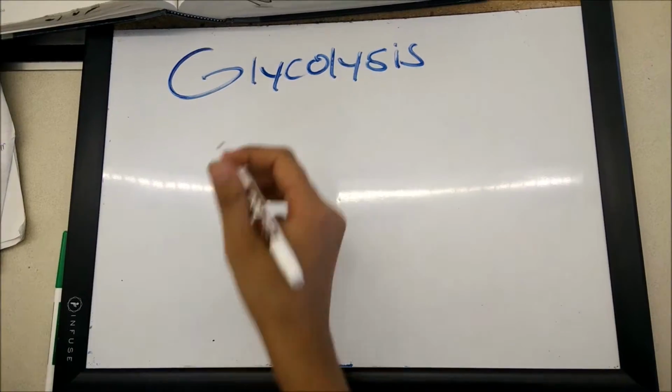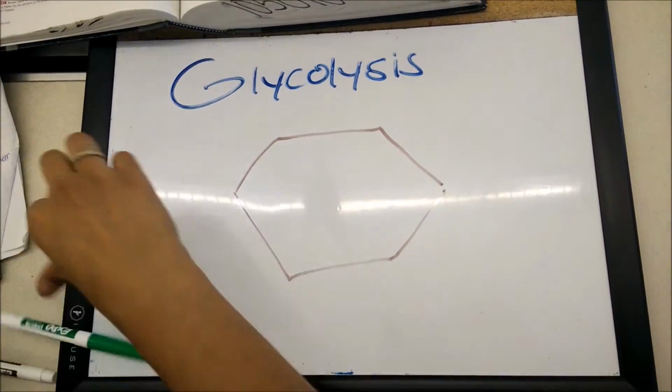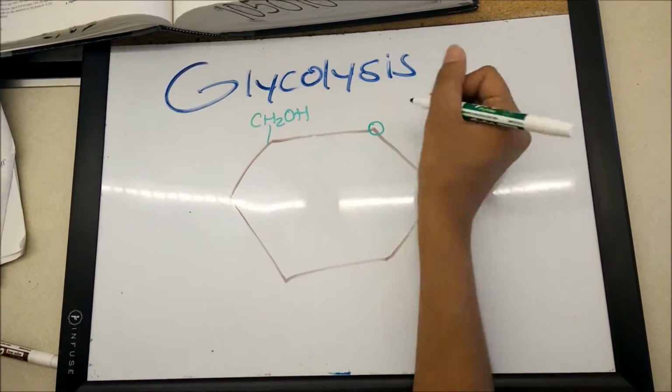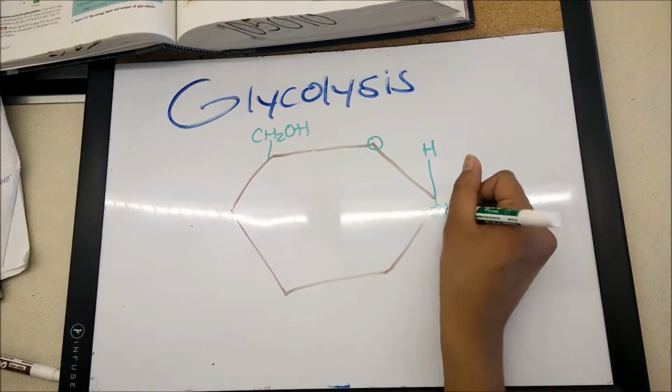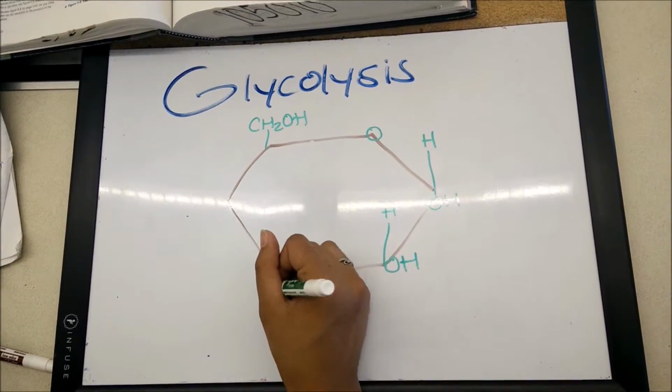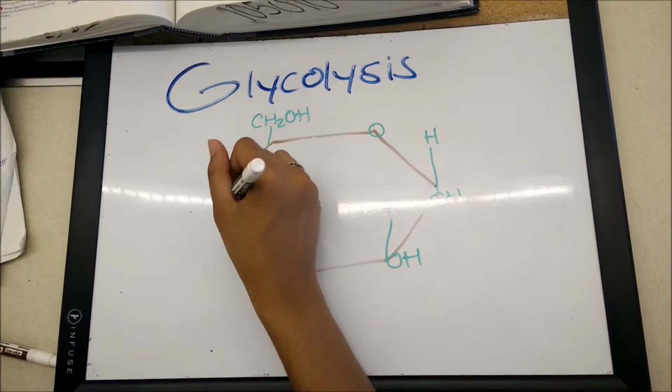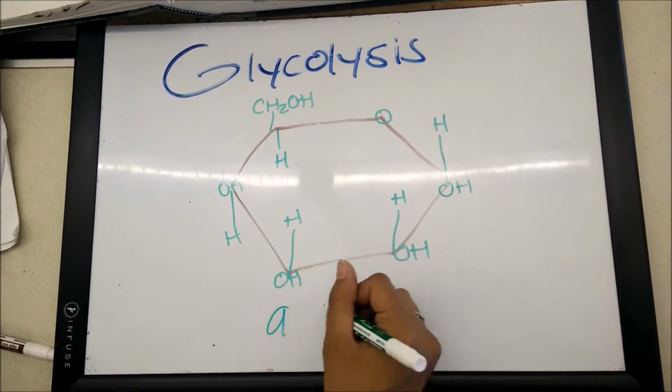So the first step is glycolysis, which is the decomposition of glucose to pyruvic acid, or pyruvate. In actuality, there are 10 steps to this process, but you really only need to know the information in this video for the AP exam.